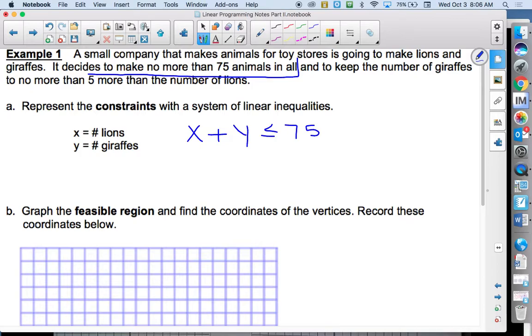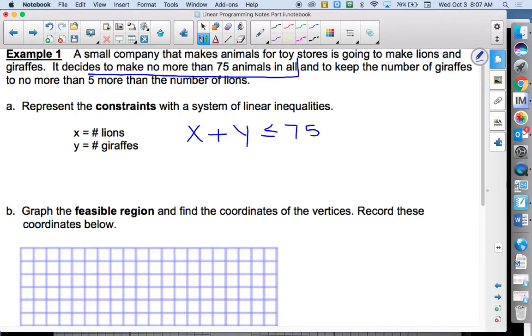I like the elephants. The second part says, and to keep the number of giraffes to no more than 5 more than the number of lions. That part's a little confusing. So in that information, they're talking about an inequality symbol, no more than, and then we're also talking about a restriction, 5 more than the number of lions. So think about how would that look if you're creating an inequality? 5 more than the number of lions. Anybody know how that one would be created? What would that look like?